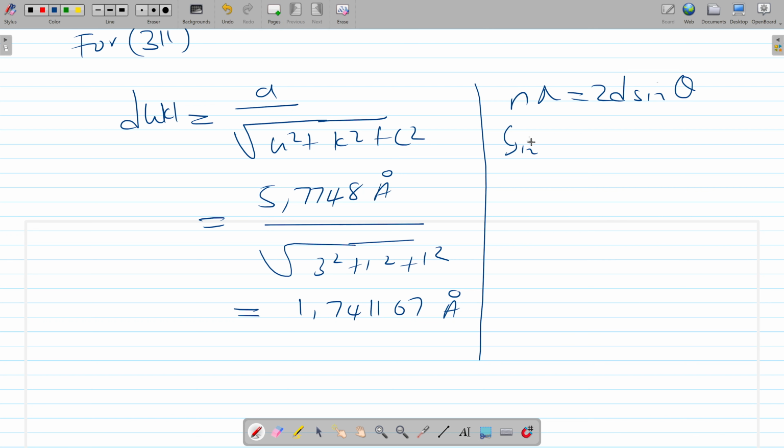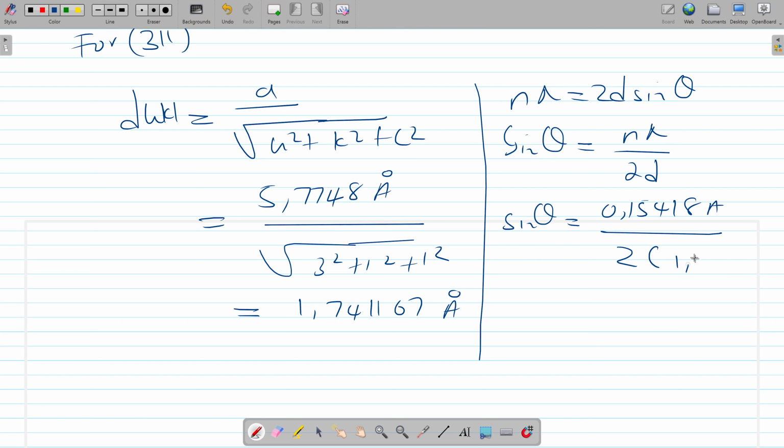And from there we can calculate our 2 theta from this one. The sine of theta is equal to n lambda divided by 2d, right? And then the sine of theta is going to be 0.15418 angstrom divided by 2 into 1.741167 angstrom, which is going to give us theta equals the arcsine of the following. I'm going to put that into a calculator: 0.15418 and 2 into 1.741167.